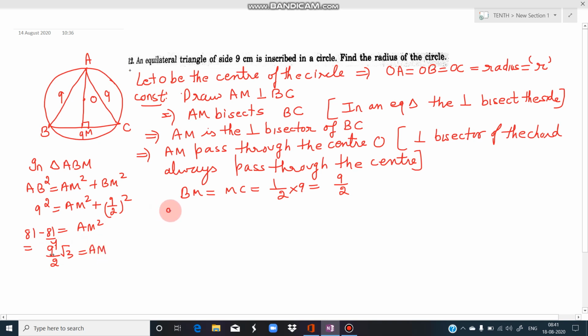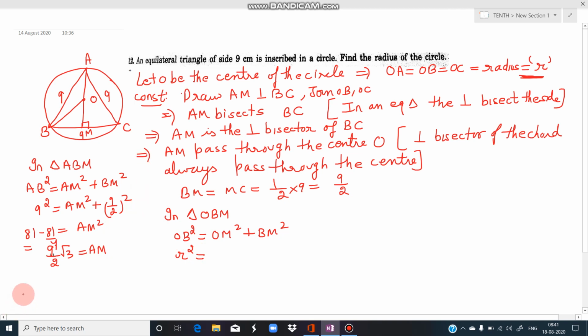Now we take the second triangle. That is, this is OB. You can write in the construction also, that is join OB and OC. If you want, we can take any triangle. We are taking the triangle OBM, again applying the Pythagoras theorem. OB square is equal to OM square plus BM square. What is OB? Radius. The radius we have supposed as R. So in place of OB we write R.